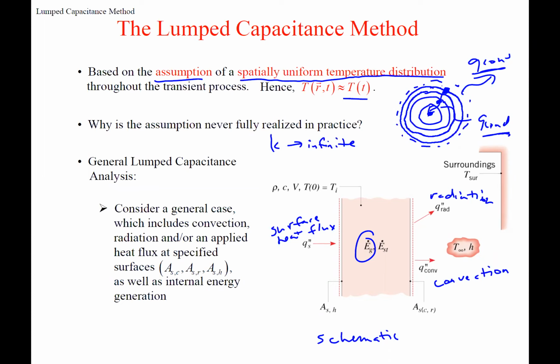It was first at an initial temperature, and then boom, we said radiation, convection, surface heat flux, energy generated. Okay. We said go big or go home, right?